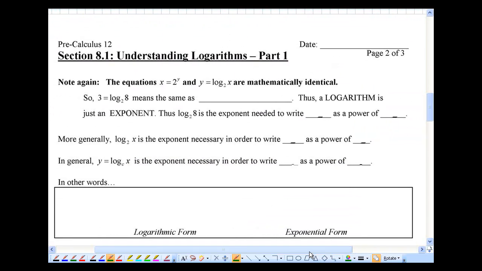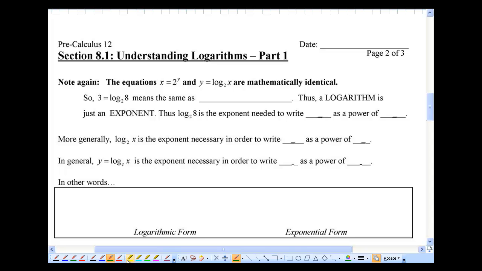Note again that if I give you these two equations, x equals 2 to the power of y and y equals to base 2 log of x, they are mathematically identical. Even though they don't look the same, they are mathematically the same. So if I wrote down something like this, 3 equals log base 2, 8. So once again, 3 equals base 2 log of 8. That means the same thing as, well, let's take a look.